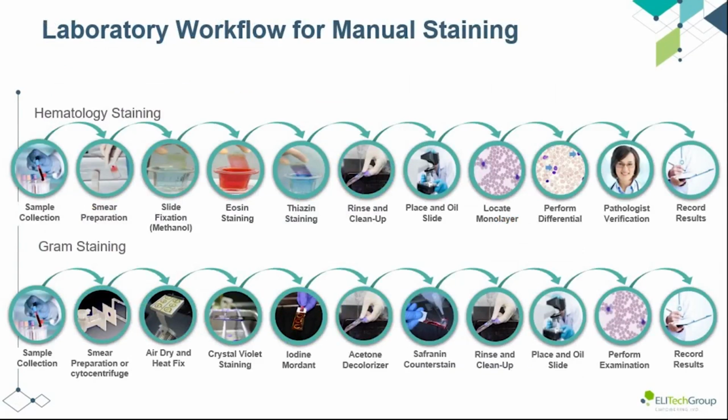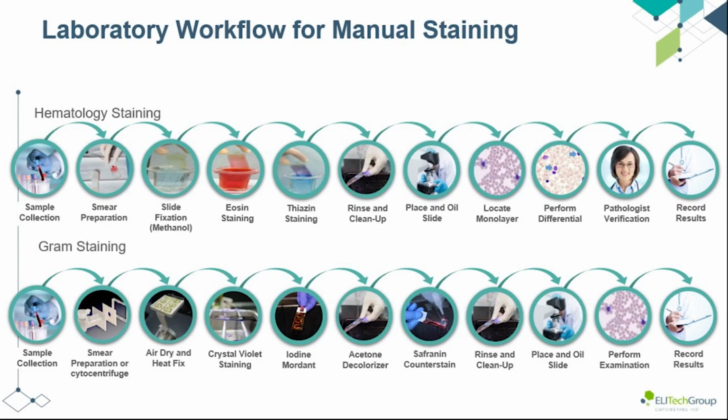And we'll go into more details on the staining process, but just an overview of how you would perform a manual slide stain. So if you're going to do a hematology slide, once it's collected, you have to prepare the smear, as we've talked. Then you have to fix it on the slide. Usually that's with methanol. Once it's been fixed, you have to dip in eosin, followed by a thiazine stain, and then you have to rinse it out.